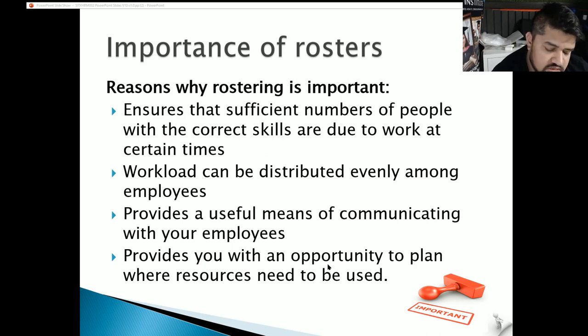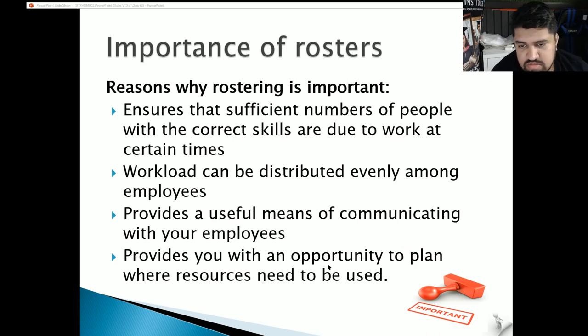We want to fulfill every role that is needed for us to essentially keep our business open. So even though we may have 3 to 4 people on the roster that could do the job, we need to make sure at least one person is filling all the roles that we do need. If we need 3 people to do the same role, we'll be rostering on 3 chefs or 3 cooks, and so on. We also want to do it because the workload can be distributed evenly among employees.